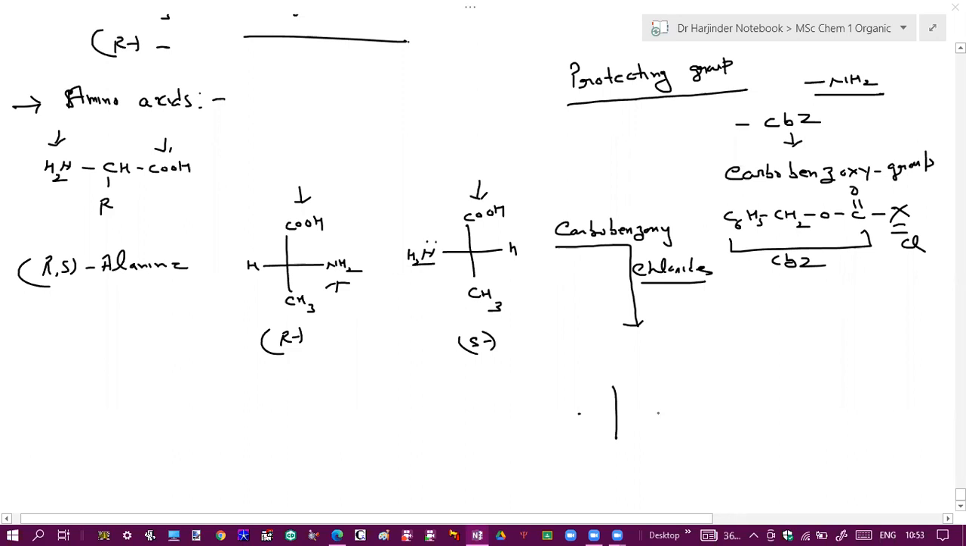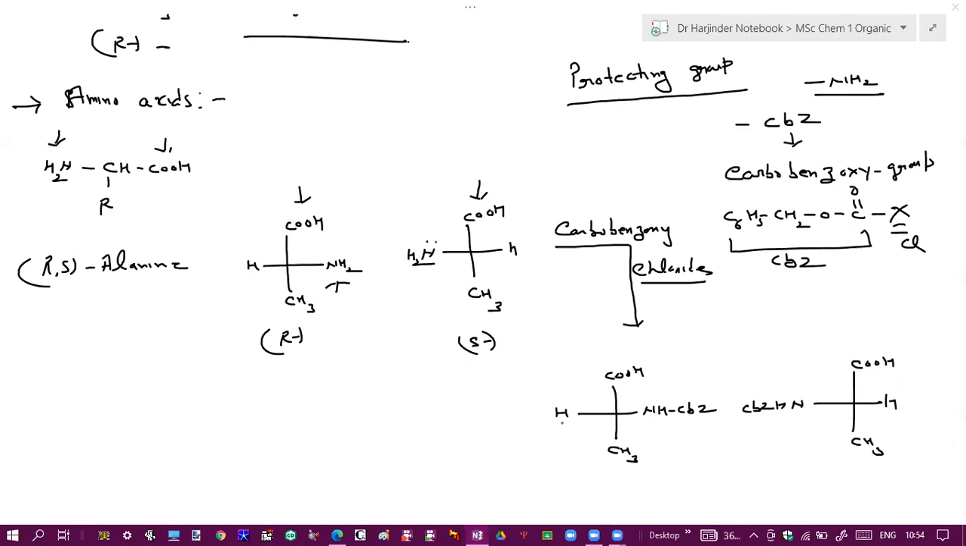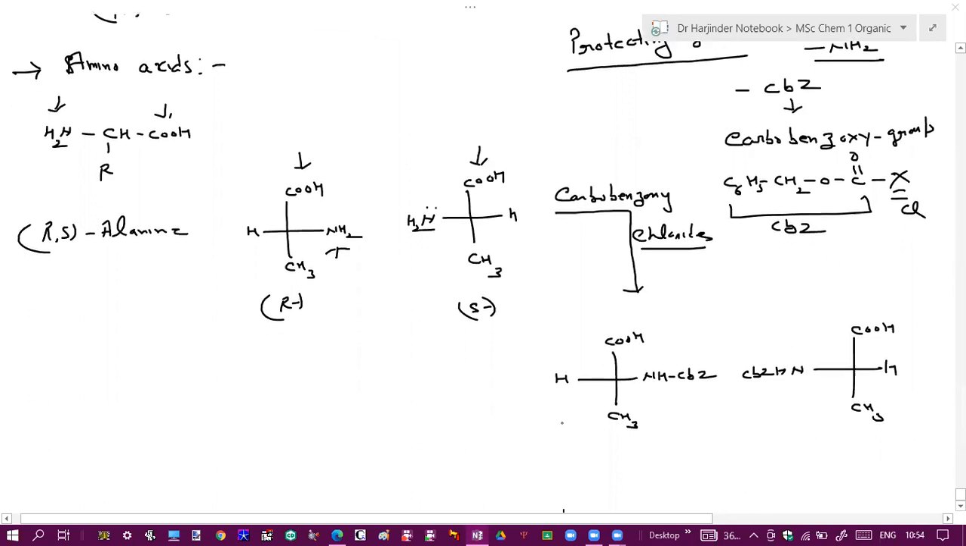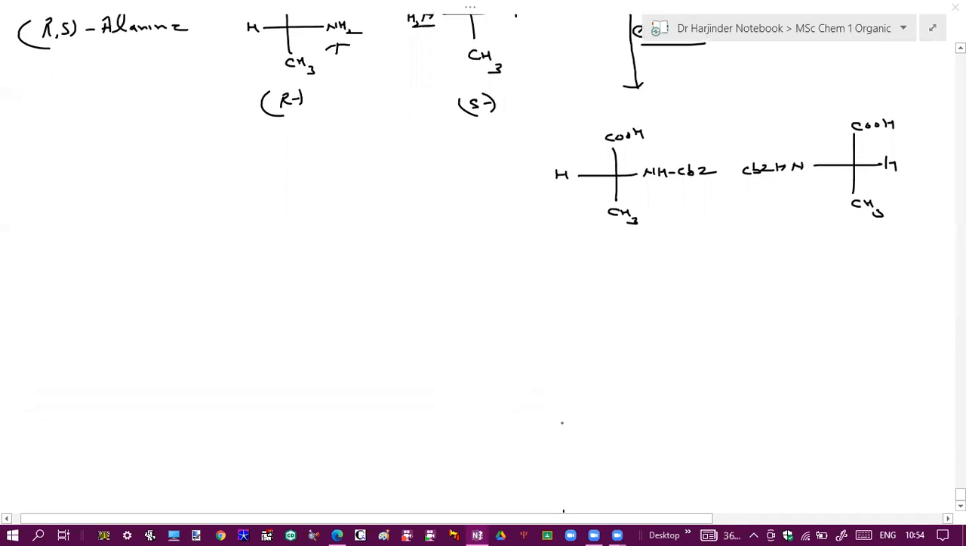So it will become NHCBZ, and NHCBZ, and here it will remain the same. So in this way you have protected your NH group. Now it is not reactive at all. Is this a mixture of enantiomers at this stage, or a mixture of diastereoisomers? Enantiomers. It is still a mixture of enantiomers because your CBZ is optically inactive. There is no chiral center in your CBZ.